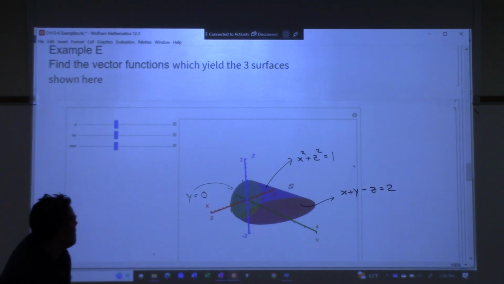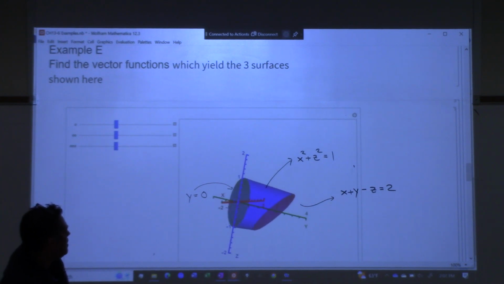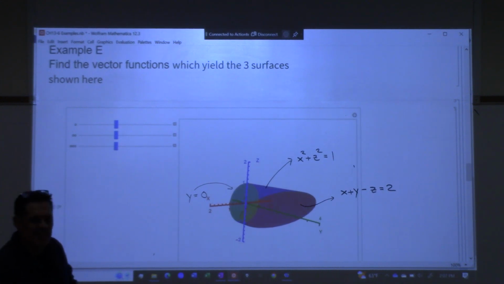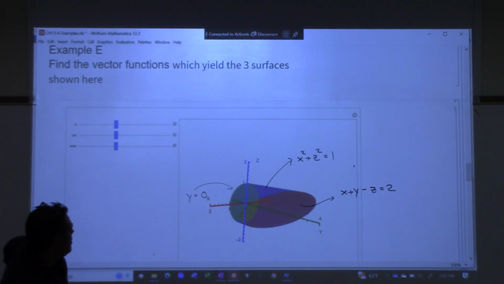So let me spin this around for you. We have the back side of this, which is a disk. We have the front side of this, which is a disk, but it's tilted, right? So it's not truly a disk. And then we have the cylinder.